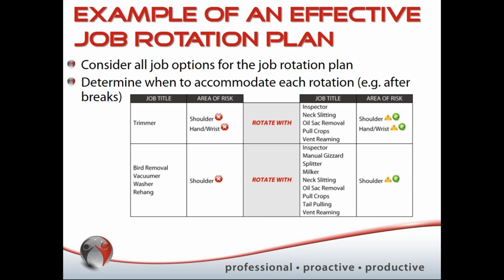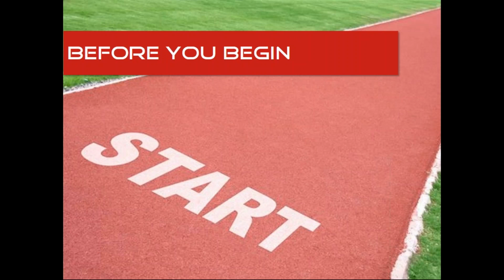For example, the trimmer position might be 12 or 16 or 18 positions away from neck slitting, which isn't necessarily a practical rotation from a downtime perspective. So in that case, they may have rejected that position as an option, right? And you can work through that as you need to. So ultimately, that's the final message of where you begin.